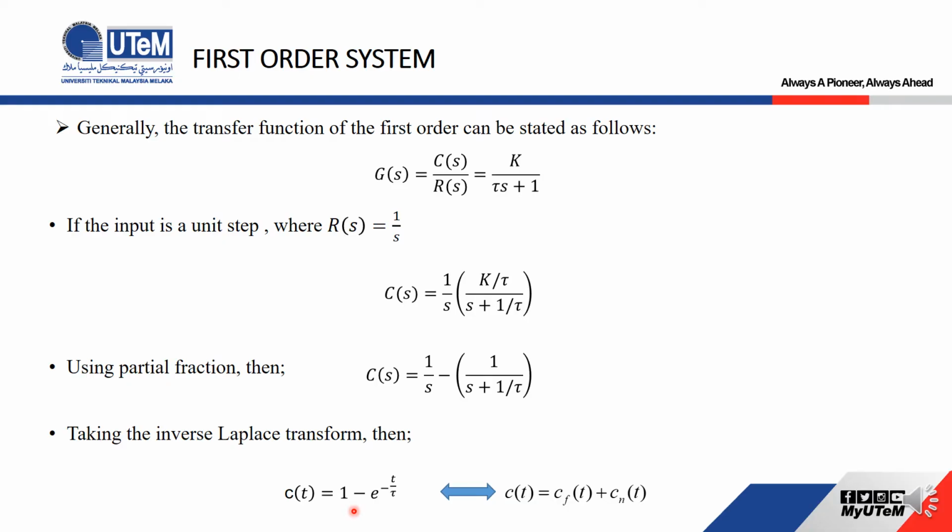So referring to these results, it can be seen clearly that there are two parts involved, which we call the transient response, this part, and the steady state response, this part. This part is also known as the forced response. This part is also known as the natural response.